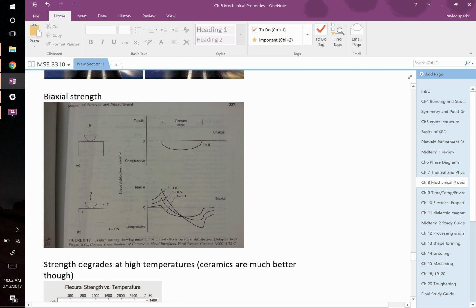So we're moving it that way. Compression is where it's the strongest. It's the weakest in tension. So it's actually going to leave a wake of cracks behind it. It's very, very common to see.